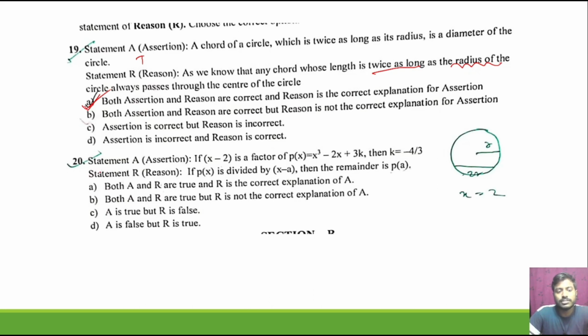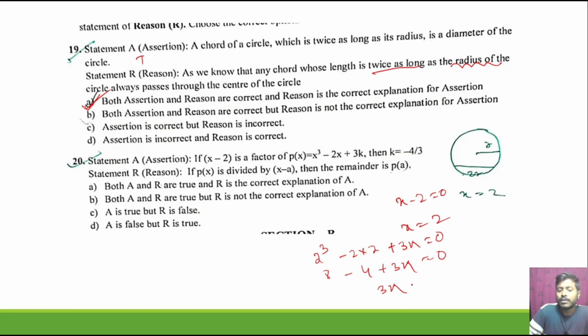Next question, question number 20. Statement A: if x minus 2 is a factor, we can write x minus 2 equal to 0, now x equal to 2. Put the value of x as 2 in x cubed minus 2x plus 3k. Factor means equal to 0. So 2 to the power 3, that is 8, minus 4 plus 3k equal to 0. So 3k is equal to minus 4, so k equal to minus 4 by 3. So yes, it is true.